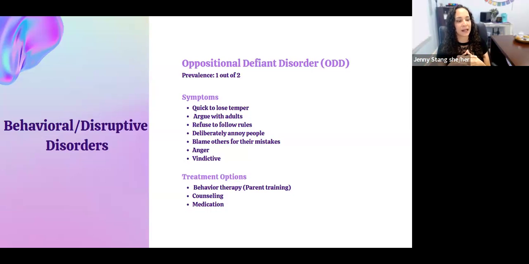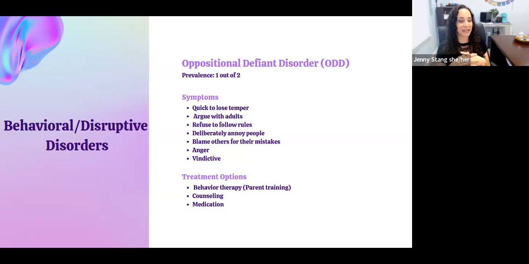Okay, so to be diagnosed with ODD, a child must display at least 4 of these following symptoms, okay? Frequently losing their temper, arguing with adults, refusing to follow the rules. They're annoying people on purpose, okay? And sometimes kids do that whether they have a disorder or not. Some kids just think it's fun. But again, we're looking for at least 4 of these symptoms, okay?